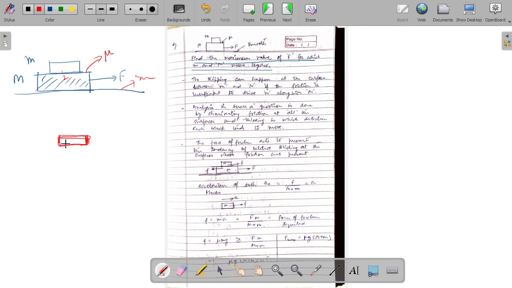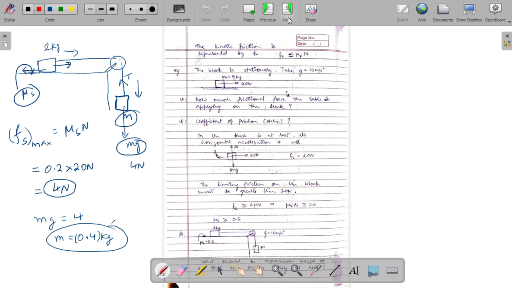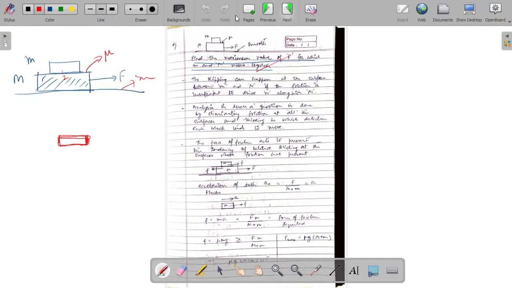Now beyond that point, what we will do is that we are supposed to find the maximum value of F, right? What is the maximum value of F for which motion is happening? So when we're talking about maximum value of F, this whole system is having the external force F only, since the surface beneath them is smooth. So when the force is maximum, the acceleration would be maximum.